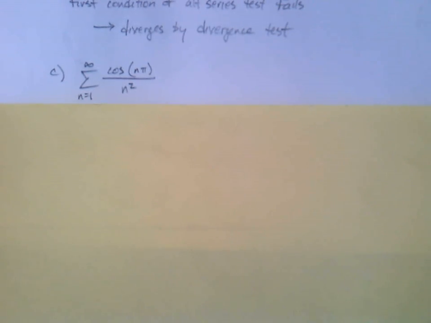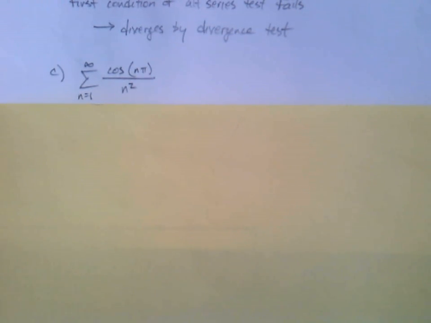Okay, so I've got one more of these for us. How about this one? This one looks like fun, right? n equals 1 to infinity, the cosine of n pi over n squared. Oh boy. Let's see.